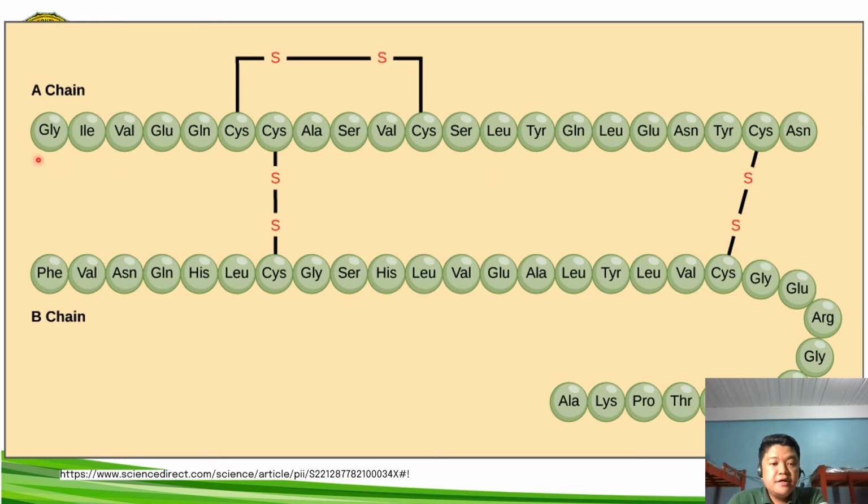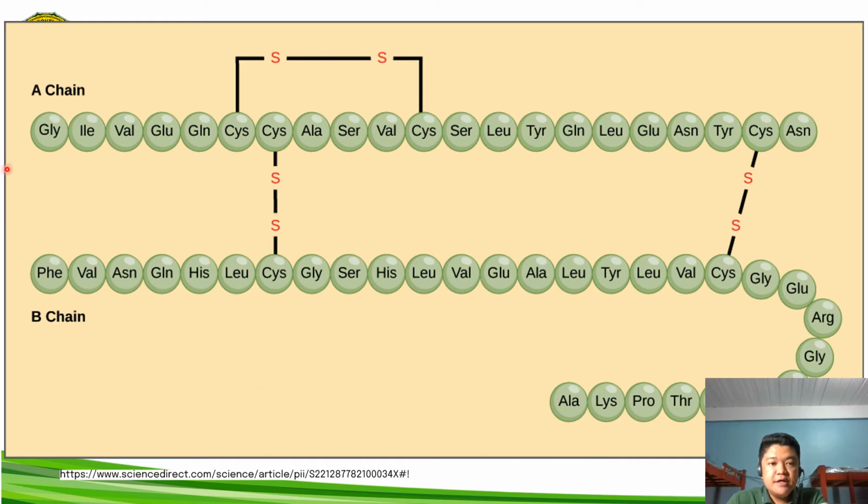We also have here another example of the hormone insulin, particularly in the cow. So in the cow insulin, it is almost the same as that of the human insulin. It still contains 51 amino acids. So the A chain has 21 and the B chain has 30 amino acids.